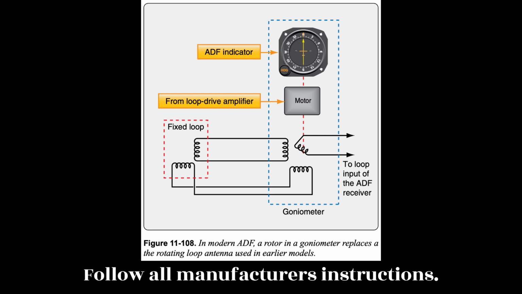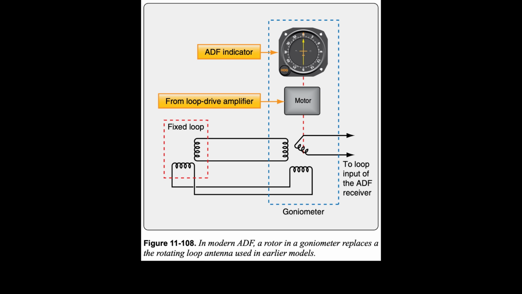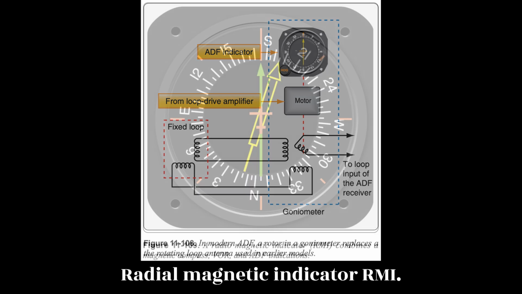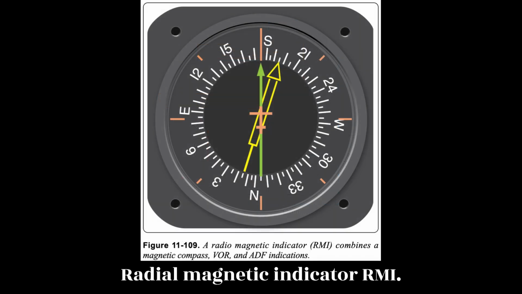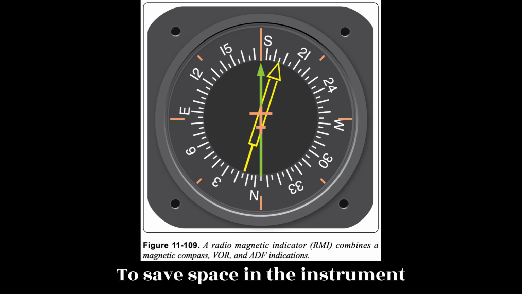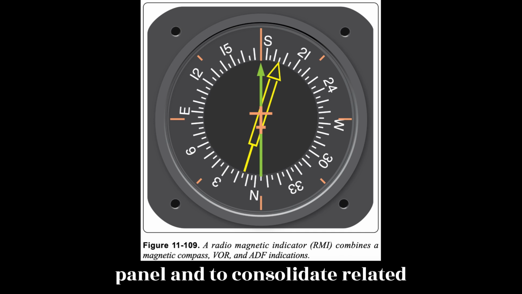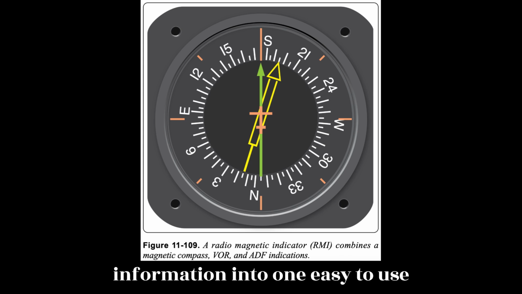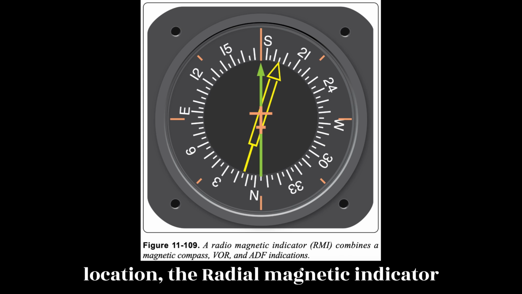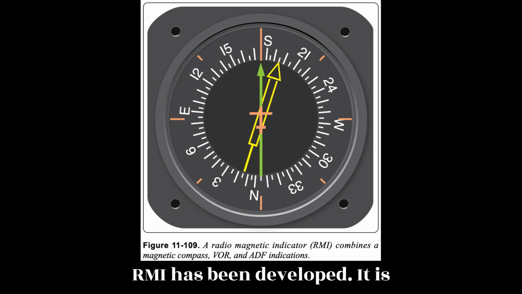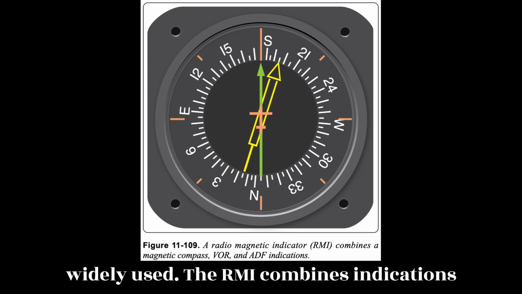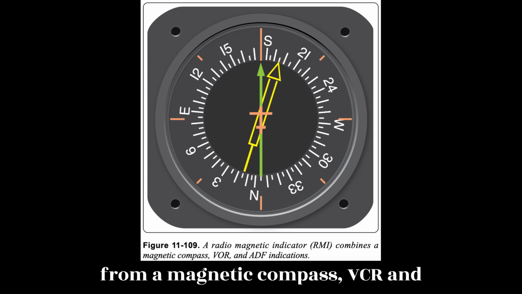Follow all manufacturers' instructions. Radio Magnetic Indicator, RMI. To save space in the instrument panel and to consolidate related information into one easy-to-use location, the radio magnetic indicator, RMI, has been developed. It is widely used. The RMI combines indications from a magnetic compass, VOR, and ADF into one instrument.